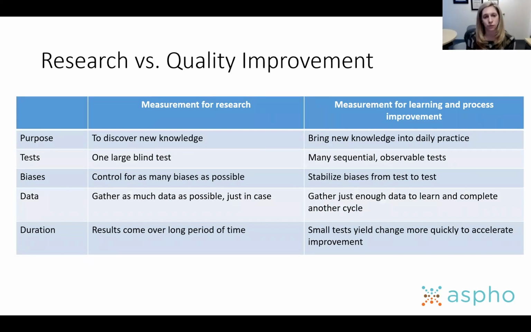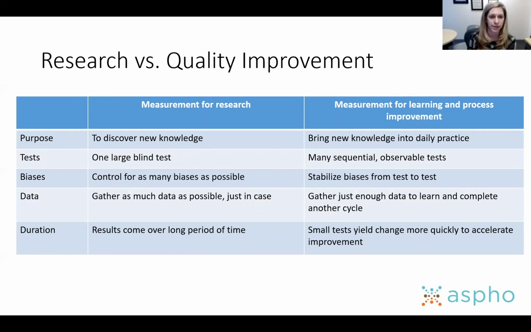This table helps to further distinguish research, measurement for research as compared to measurement for process improvement. The purpose when it comes to research is to discover new knowledge as compared to in quality improvement, where we want to bring new knowledge into the way we practice every day. Research often involves one large blinded test, whereas the tests are more likely to be sequential and not blinded, more observable and transparent in process improvement.